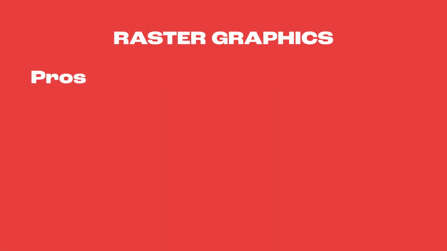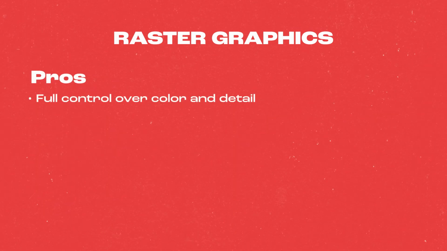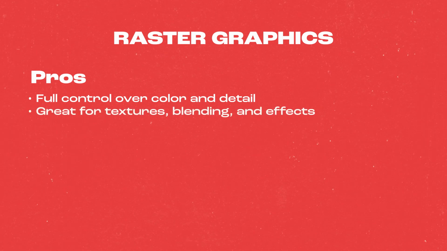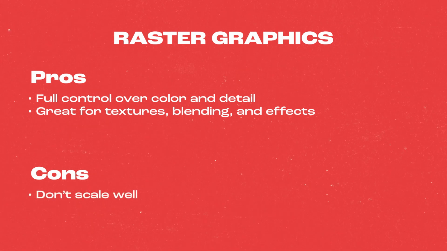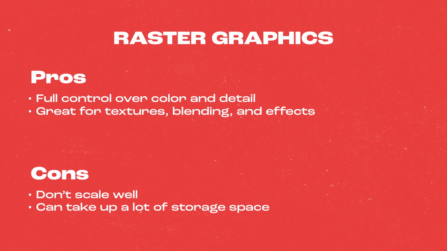So now that we understand the basics between raster and vector, let's break down the pros and cons between each, starting with raster graphics. So some of the pros you'll find is that you'll have full control over your color and detail, which makes them great for photography or complex artwork. They're also ideal for pictures that have a lot of textures, blending, and effects. Some of the cons can be that raster graphics don't scale that well, and if you try to enlarge them too much, they'll start to lose their sharpness and clarity. Also, high resolution raster images can take up a lot of storage space.